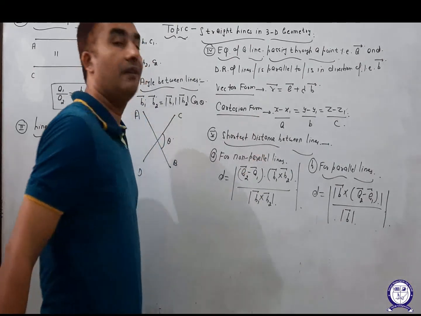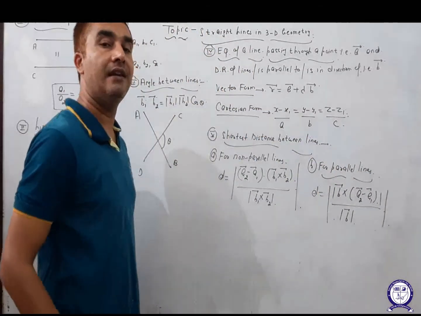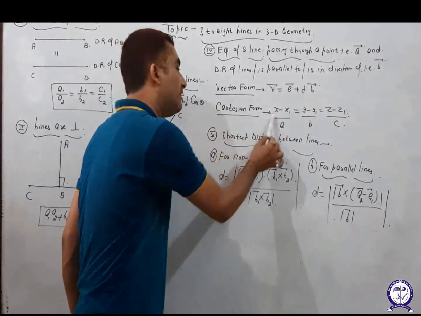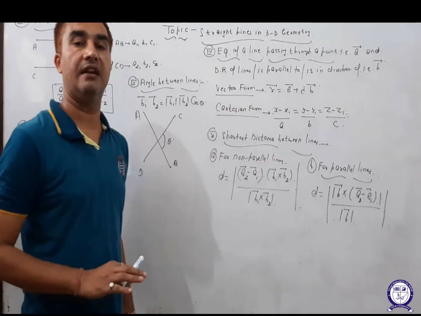Cartesian form importance in 3D. If you need a point in three-dimensional geometry, then it will be given only by Cartesian form of the line. That are the key points for straight lines in three-dimensional geometry.